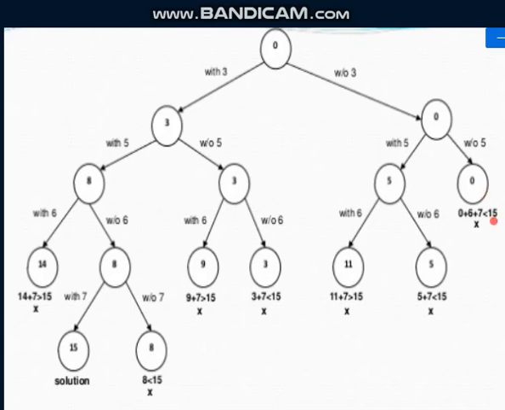15. See, without including 3, without including 5, there are only 2 elements remaining in this set, and those 2 elements will give me the value less than 15. So even if I try further without including or with including, I will not get the solution, because all the values whatever I get will be less than 15. So we have got only one single solution for this.